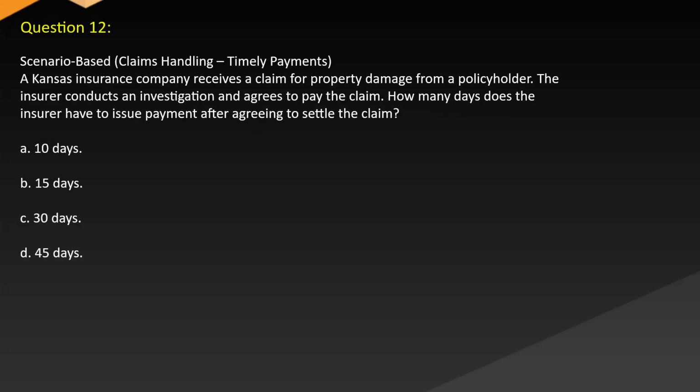Question 12. Scenario-based claims handling. Timely payments. A Kansas insurance company receives a claim for property damage from a policyholder. The insurer conducts an investigation and agrees to pay the claim. How many days does the insurer have to issue payment after agreeing to settle the claim? A. 10 days. B. 15 days. C. 30 days. D. 45 days.